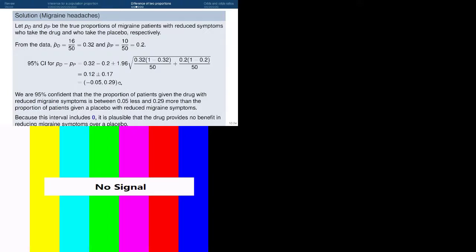Now since 0 is inside this interval, that means we don't have enough evidence to say that the drug works better than the placebo. It's plausible that the difference in the population proportions is actually equal to 0, which therefore implies that the drug is not more effective than the placebo.